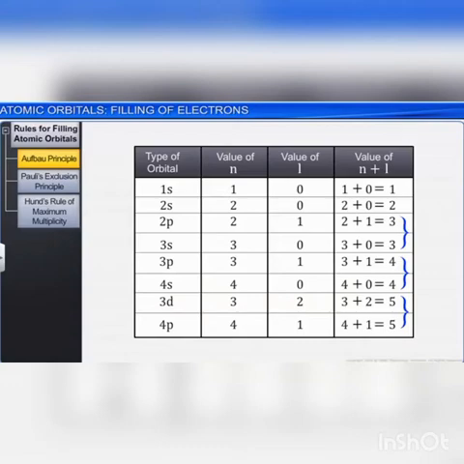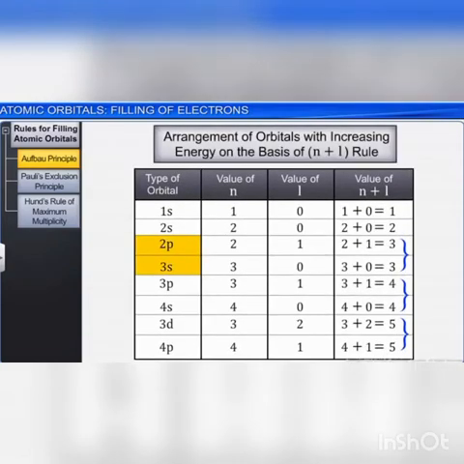The orbitals 2p and 3s have same value of n plus L, which is 3. Now, as per the n plus L rule, the orbital with the lower value of n has lower energy and hence is filled first. Thus, 2p is filled first, followed by 3s. Let us observe the arrangement of orbitals up to 4p in increasing order, in accordance to the n plus L rule in the following given table.